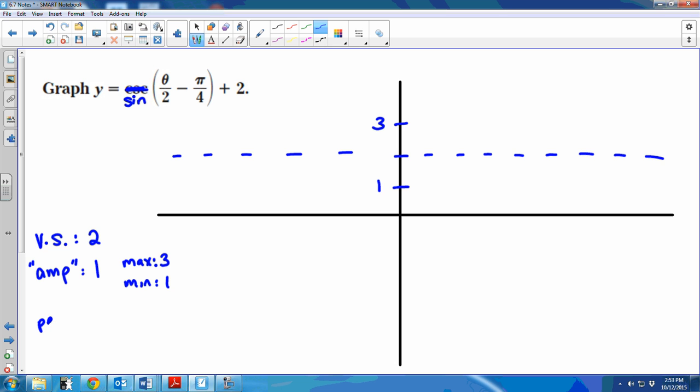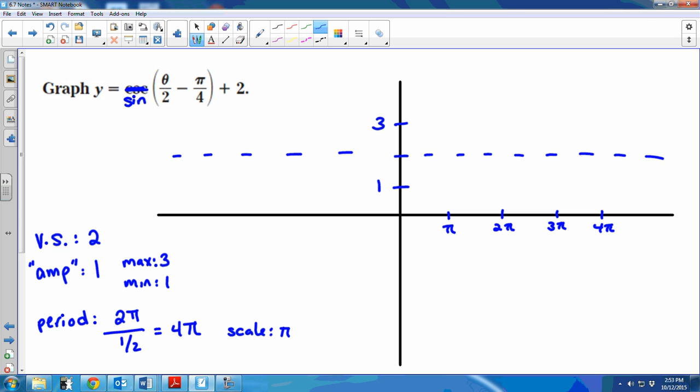Then we're going to find the period, which is 2 pi divided by a half, and that gives you 4 pi. So that means our scale is pi, because we're dividing by 4, so pi, 2 pi, 3 pi, 4 pi.